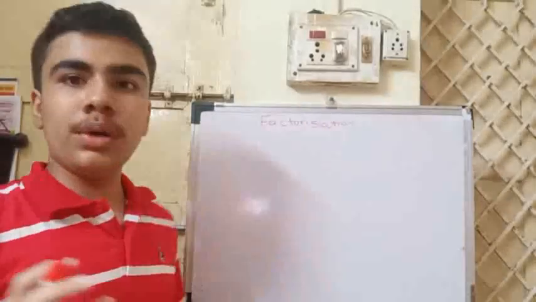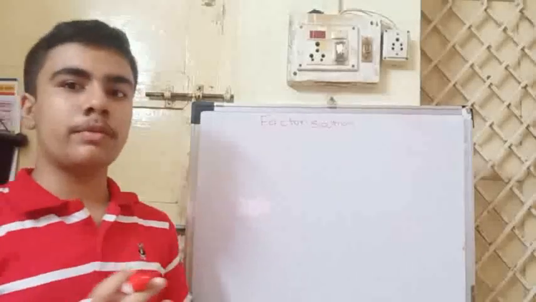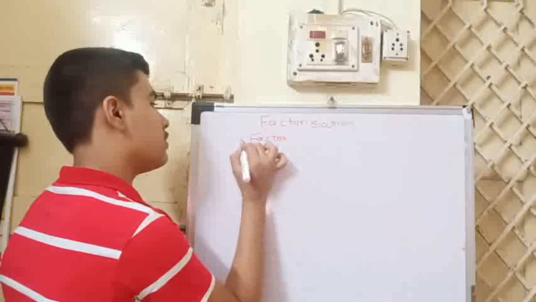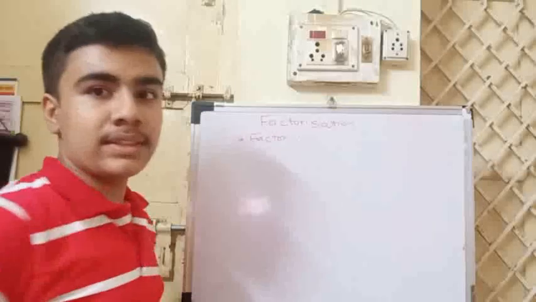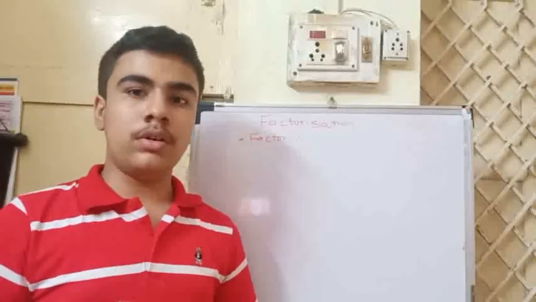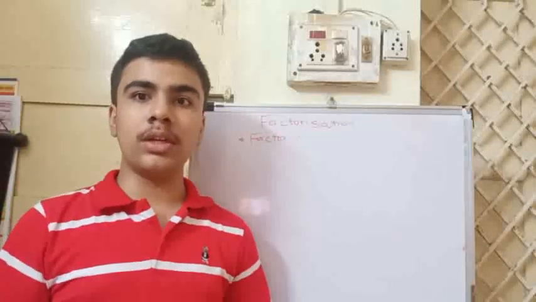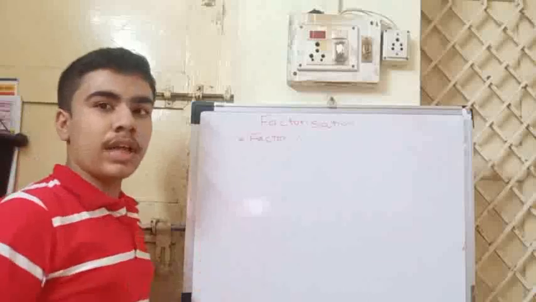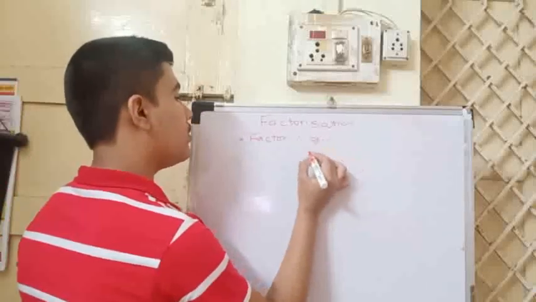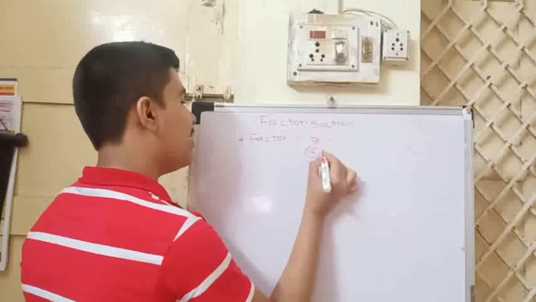So when we hear the word factorization, the first word that comes to our mind is factor. So what is a factor? A factor is any number which divides another number completely without leaving any remainder, meaning the remainder is 0. Here we can take the example of 12.